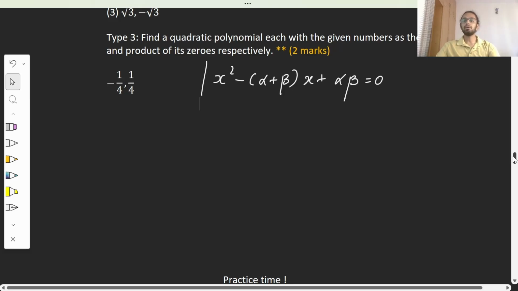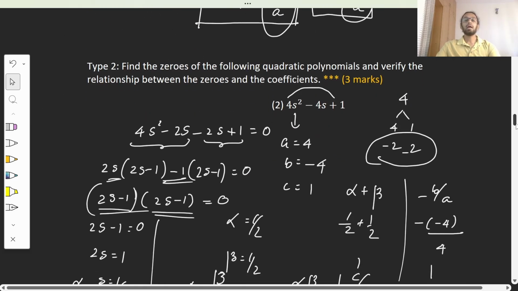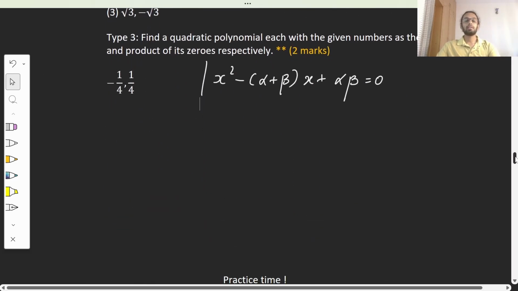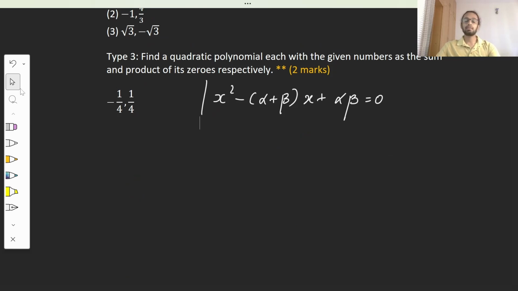So basically what I'm trying to say is, in type 2 that we saw here, they will give the polynomial, we need to find the zeros. But in type 3, they will give the zeros, we need to find the polynomial. And this format has to be understood in order to solve these kind of sums.